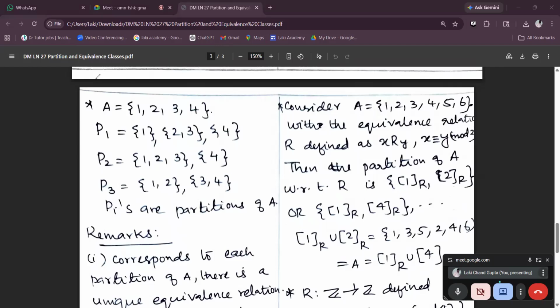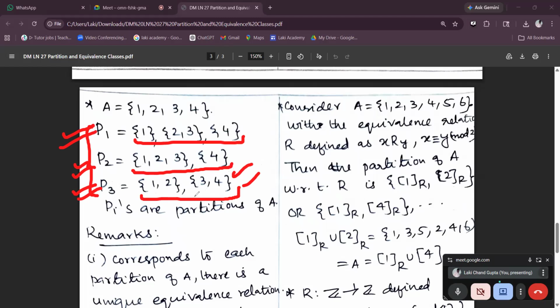See this. A set is divided into three parts. Tell me whether this is a partition or not. Take the union of this. What will you get? A. Take the intersection. What will you get? So this satisfies both conditions. This is a partition. Take the union of this: A, right? What is the intersection? This is also a partition. Take the union: A, right? What is the intersection? Empty. So all are partitions of sets. Understood? So in many ways you can write it.